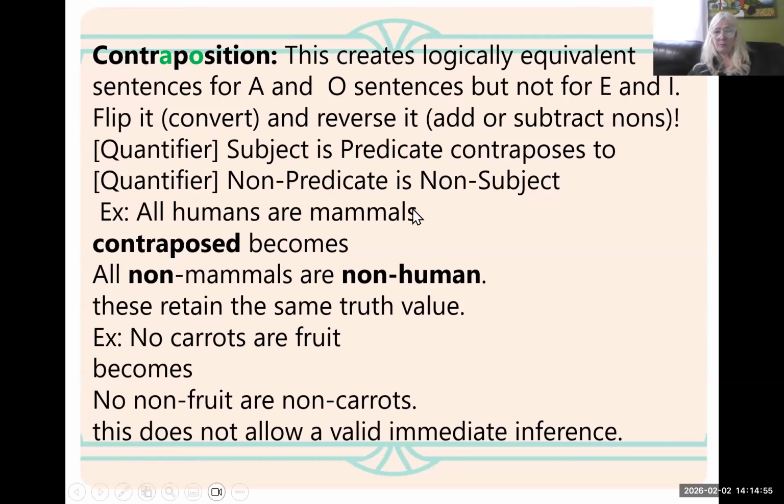So "all humans are mammals," contraposed becomes "all non-mammals are non-human." And because this is an A sentence, it retains the same value. So if this is true, it stays true. Whereas "no carrots are fruit" becomes "no non-fruit are non-carrots," which is not a valid immediate inference. So given this rule for contraposition, flip it and reverse it.